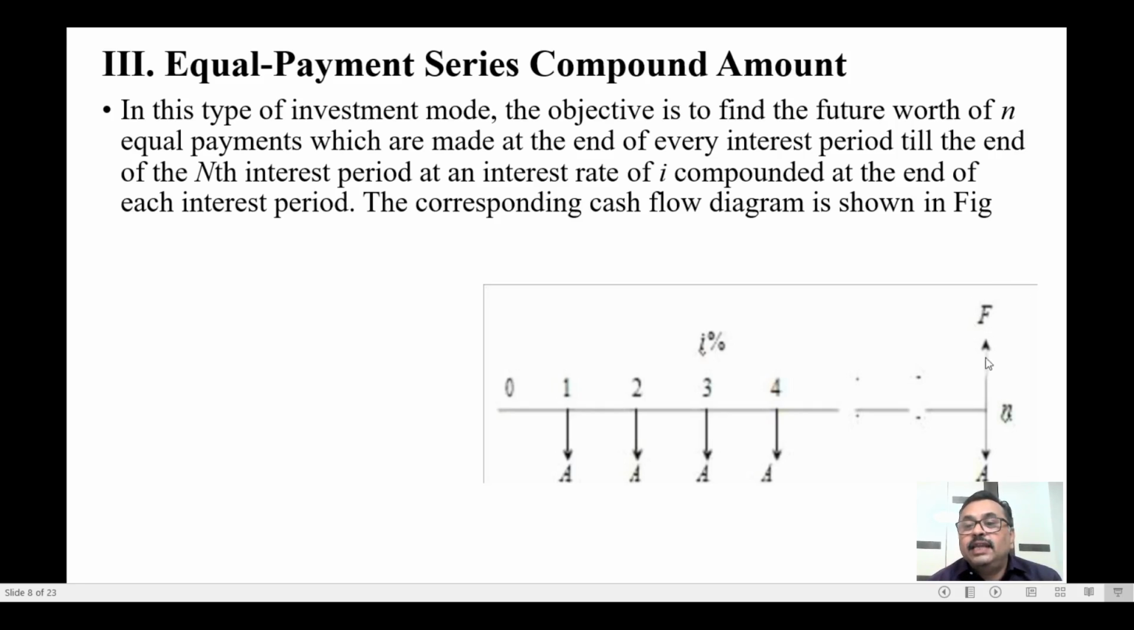That means here F and A both are being given. Even on the last month you have to deposit the amount and then take the future amount. That is what it says, right?